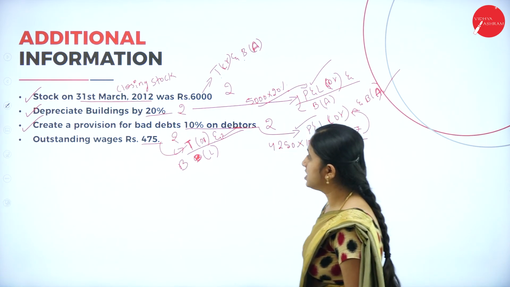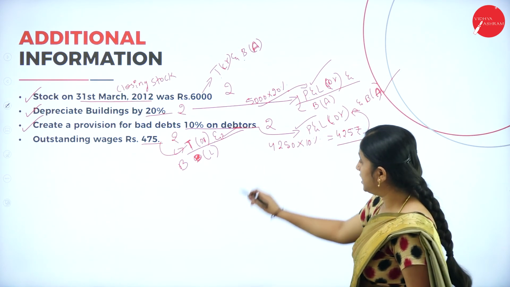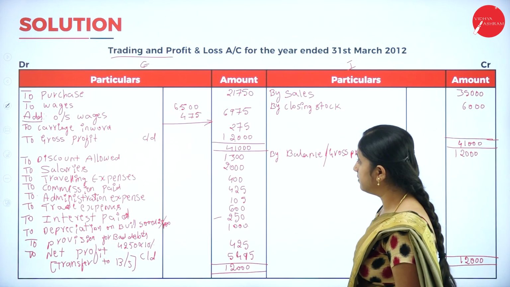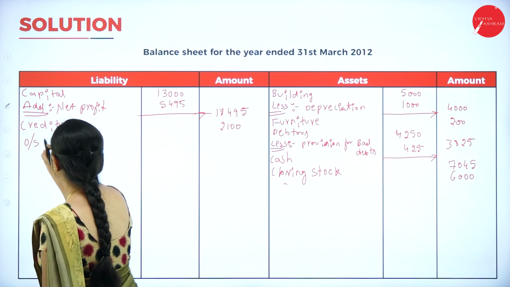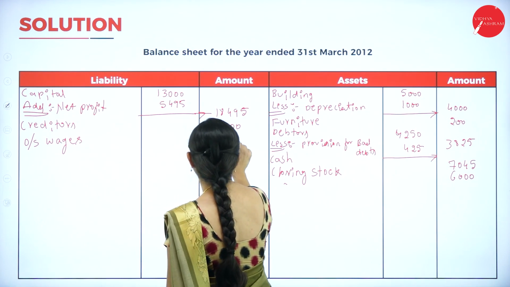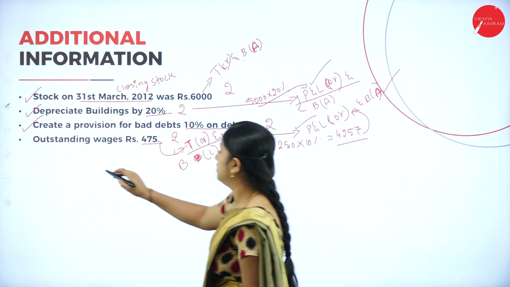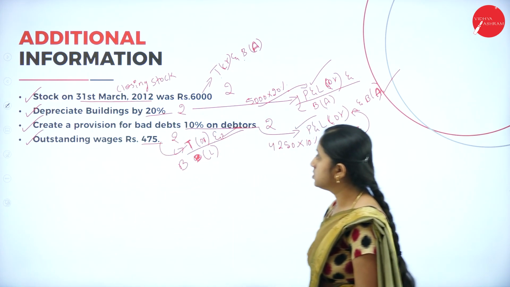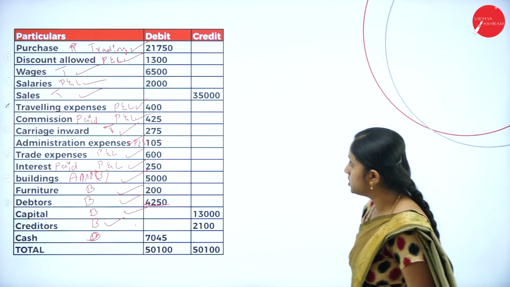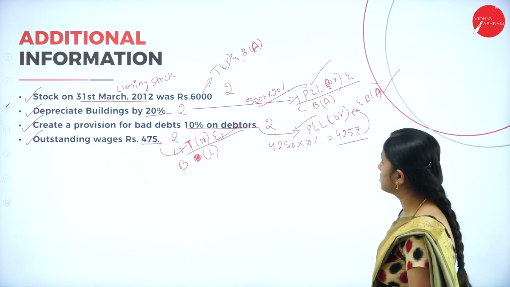Then we have outstanding wages. We consider it in the trading account and we also need to consider it in the balance sheet liability side. So write outstanding wages, liability side, 475. Outstanding wages is also considered twice. So just verify whether you have considered all the transactions or not. So we finished all the transactions and adjustments.